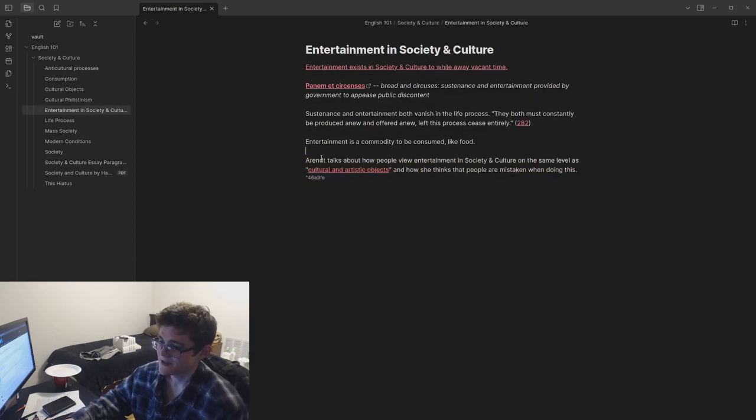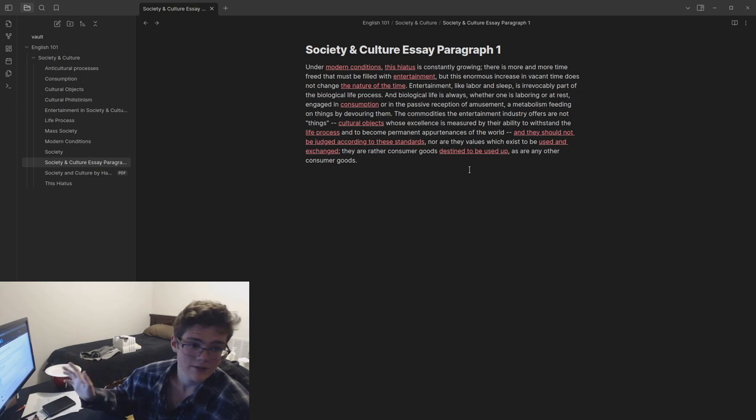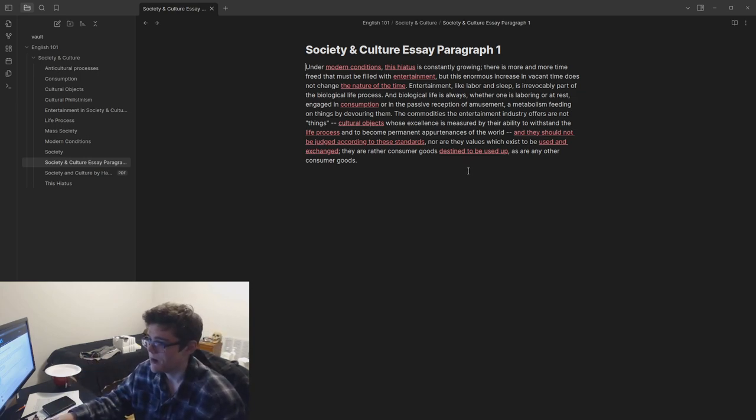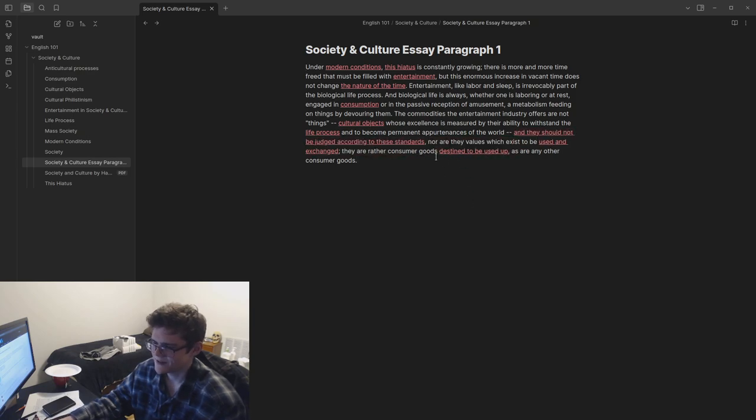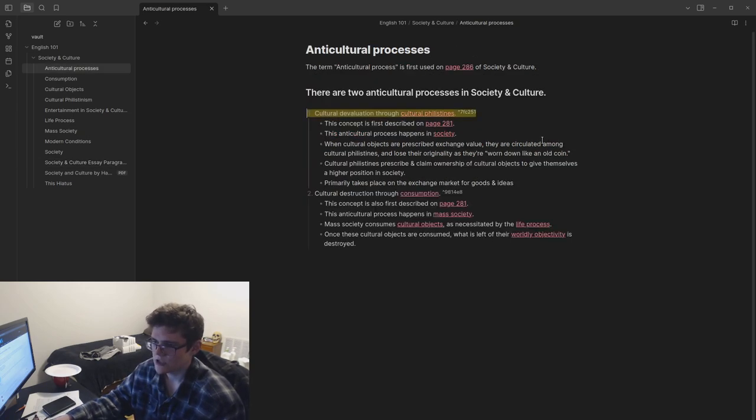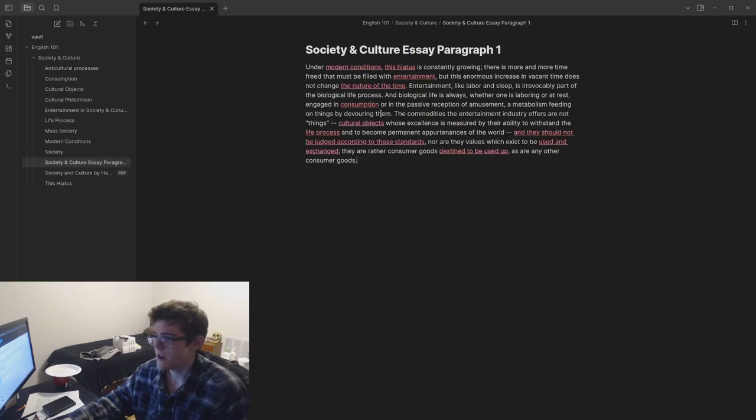That's referring to this note down here. You may have seen this. Arendt talks about how people view entertainment in society and culture on the same level as cultural and artistic objects, and she thinks that people are mistaken when doing this. Not to interpret what Arendt is saying, because it's on the page, but it does say they should not be judged according to these standards. So, that's what I got. Nor are they values which exist to be used and exchanged. And used and exchanged is referring to the cultural devaluation, like an old coin, right?